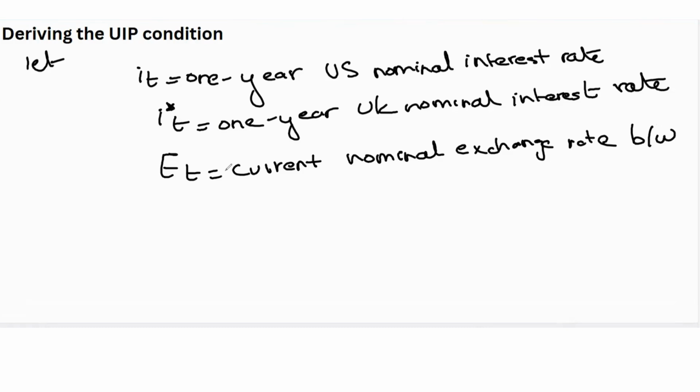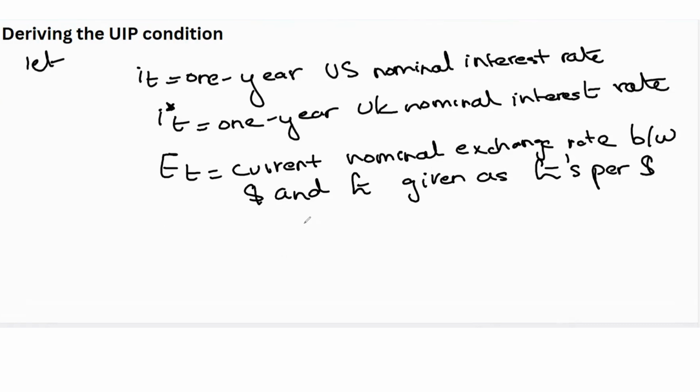between dollar and pound, given as pounds per dollar. It's given to us as pounds per dollar because the book defines the nominal exchange rate as the price of 1 unit of domestic currency in terms of foreign currency, or the number of units of foreign currency per unit of domestic currency. Here, because we're looking from the perspective of a US investor, we're going to treat the US as the home country. So this is E_t.